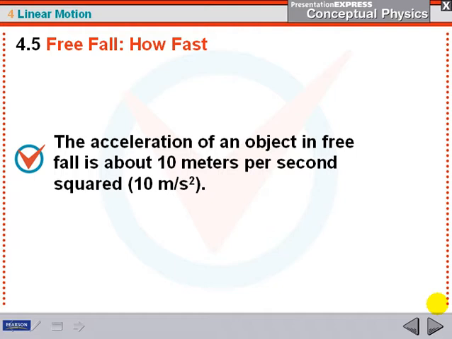And the main concept with this section is going to be about the acceleration of an object in free fall is 10 meters per second squared, and this is a very important number for us to remember.